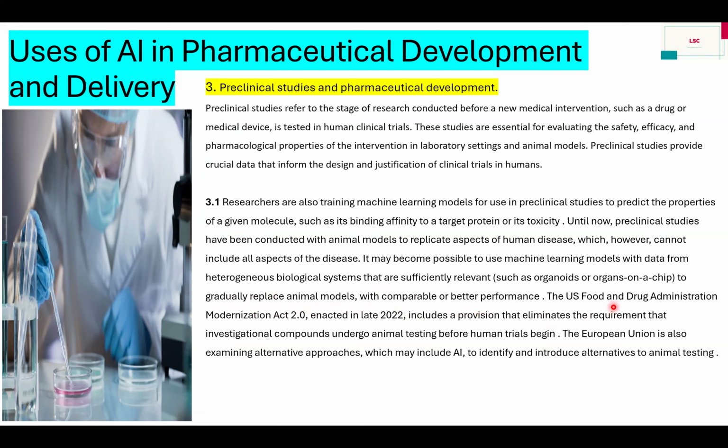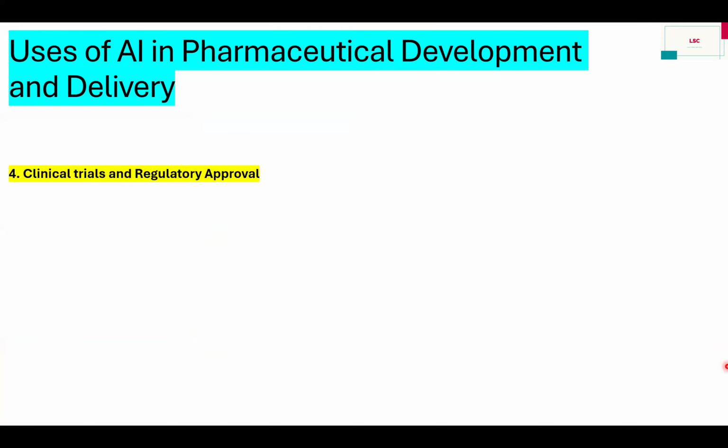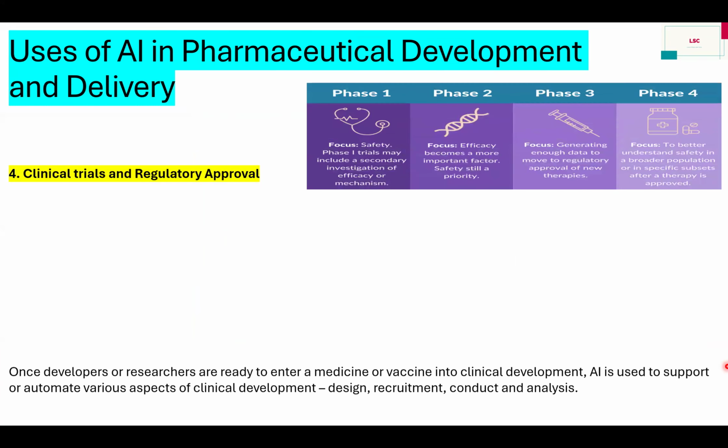The US Food and Drug Administration Modernization Act 2.0, enacted in late 2022, includes a provision that eliminates the requirement that an investigational compound undergo animal testing before human trials begin. The European Union is also exploring alternative approaches, which may include AI, to identify and introduce alternatives to animal testing.